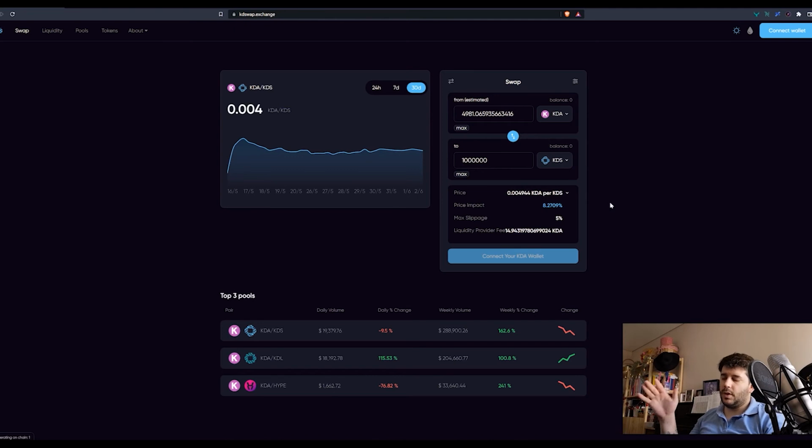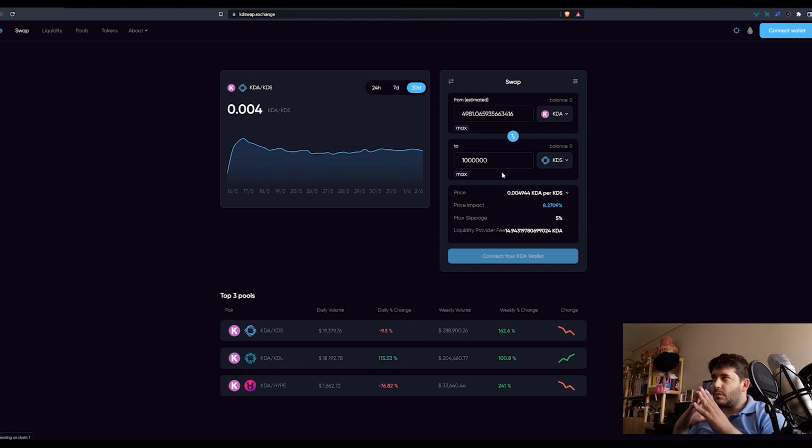Why is that? Well, as you take more and more KDS, the ratio inside the pool changes. And so you cannot buy all of these KDS at the same price. You need to factor in the fact that the ratio is changing while you are trading. How do you do that?